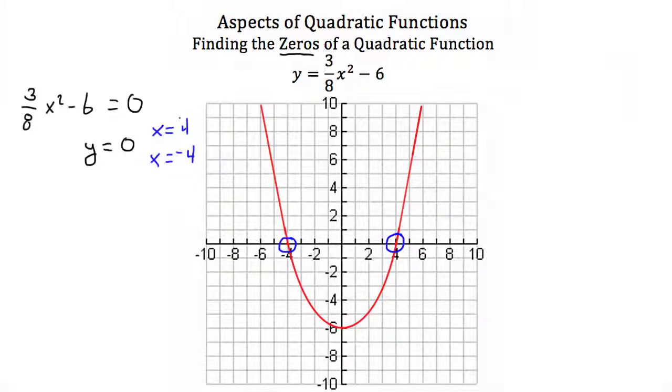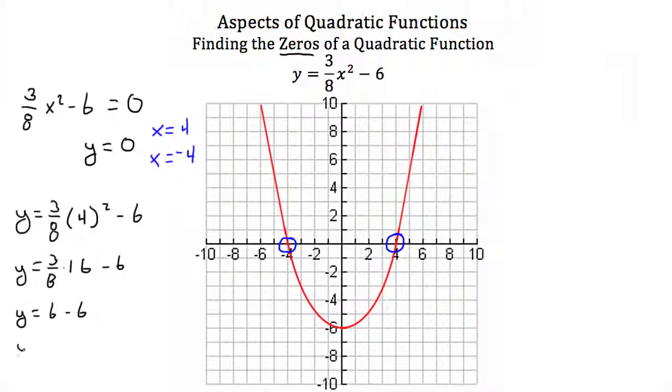Well, let's test if they are. Let's plug in x is equal to 4 into this equation and see if we get a y of 0. If we do that, we'll have y is equal to 3/8. Now our x is 4, so it's 4 squared minus 6. Now 4 squared is 16. And 3/8 times 16 is 6, and we subtract 6 from that and we'll get y is equal to 0. So if we plug in +4 for x, we do indeed get a y of 0.